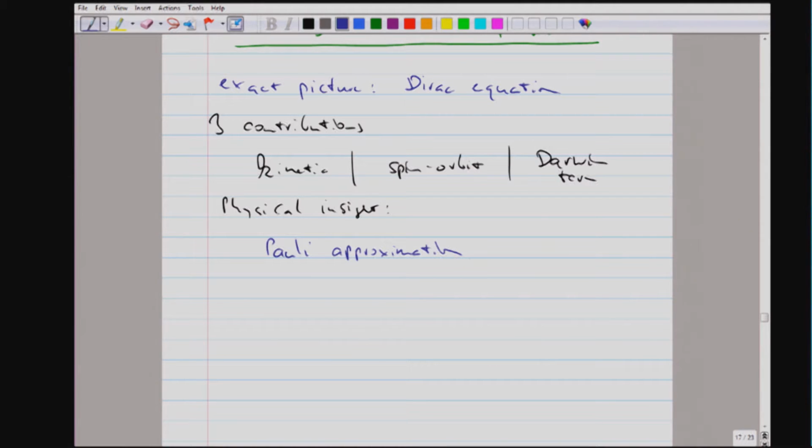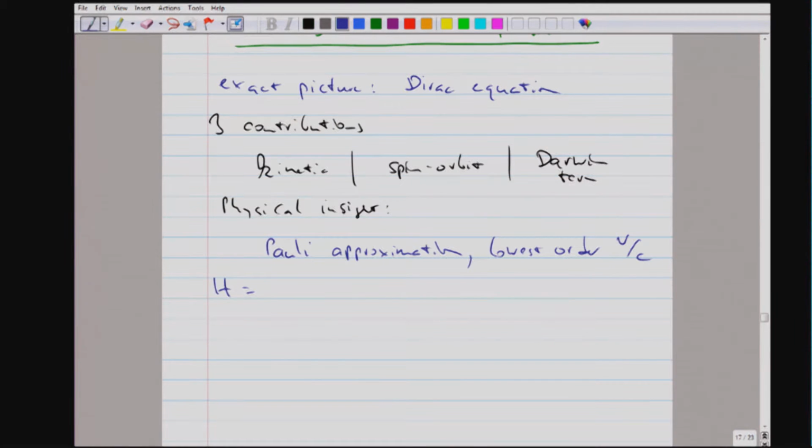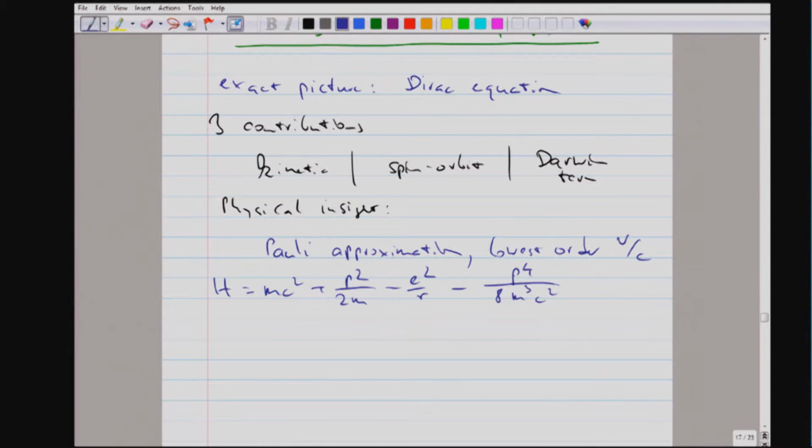If you do the so-called Pauli approximation to the Dirac equation, you simply expand the Dirac equation in powers of v over c, and then you get the Schrödinger equation plus correction terms. And what you obtain then is a Hamiltonian, which is the rest energy, which is constant, the non-relativistic kinetic energy, the Coulomb energy, but then we have 3 more terms, and these are the 3 contributions to the fine structure. One is, kinetic energy is p squared, but now there is a higher order relativistic contribution, p to the 4. Then there is a spin-orbit coupling term.